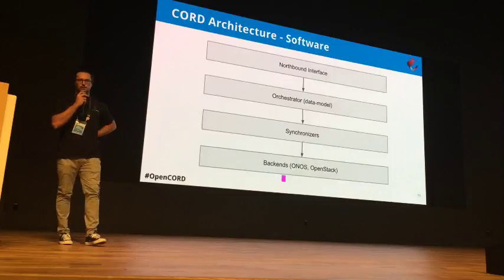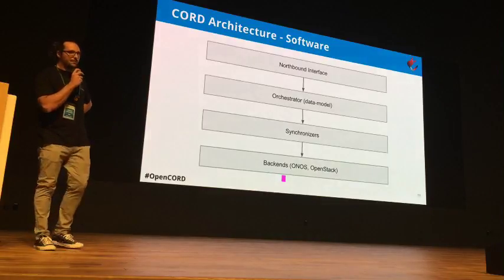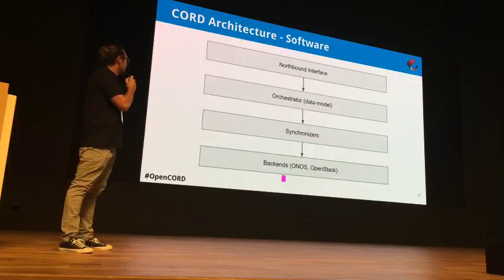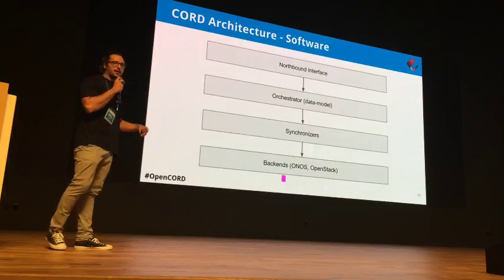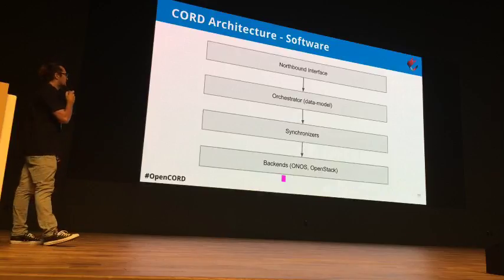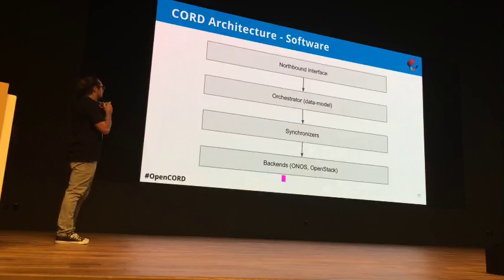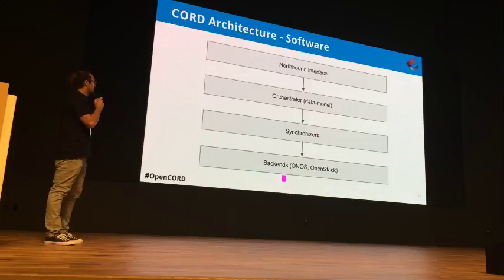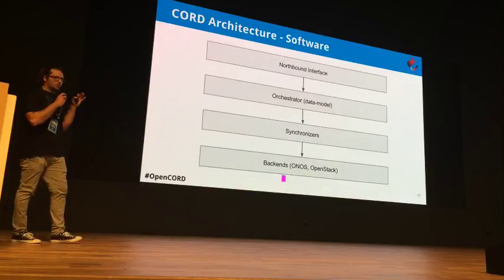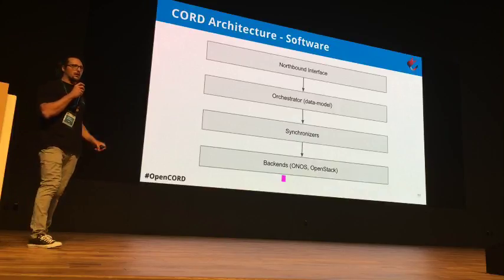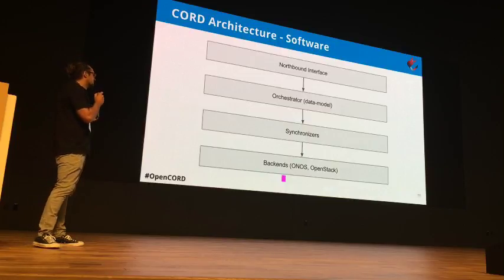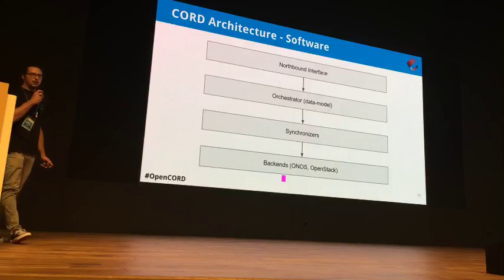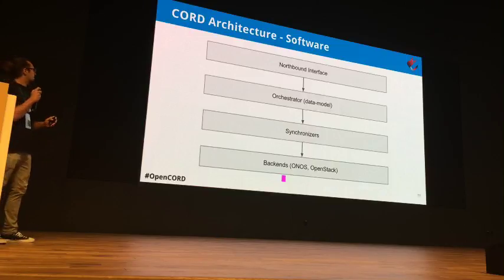On the software, what is the architecture? To make it really, really simple, we have a northbound interface with various interfaces: REST API, TOSCA. We are working on YANG that lets us interface with the system and make changes in the data model of our orchestrator. From there, we have this concept of synchronizer that reacts to every change in the data models and pushes our configuration and our changes down into the backend, either ONOS, OpenStack, or some kind of container management or a VNF.